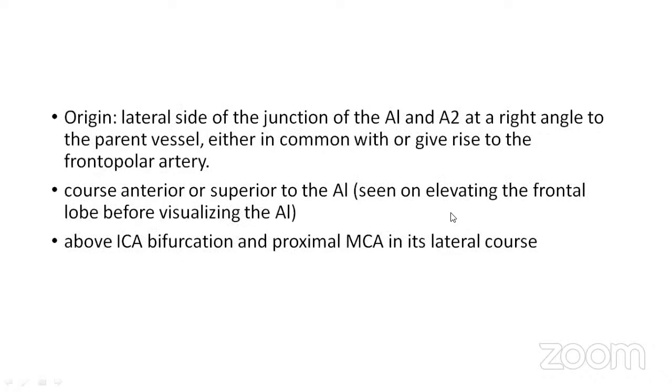Origin: it arises from the lateral side of the junction of A1 and A2 at a right angle to the parent vessel, either in common with or giving rise to the frontopolar artery. It courses anterior or superior to A1, usually seen on elevating the frontal lobe after visualizing the A1. Also above the bifurcation and the proximal MCA in its lateral course.